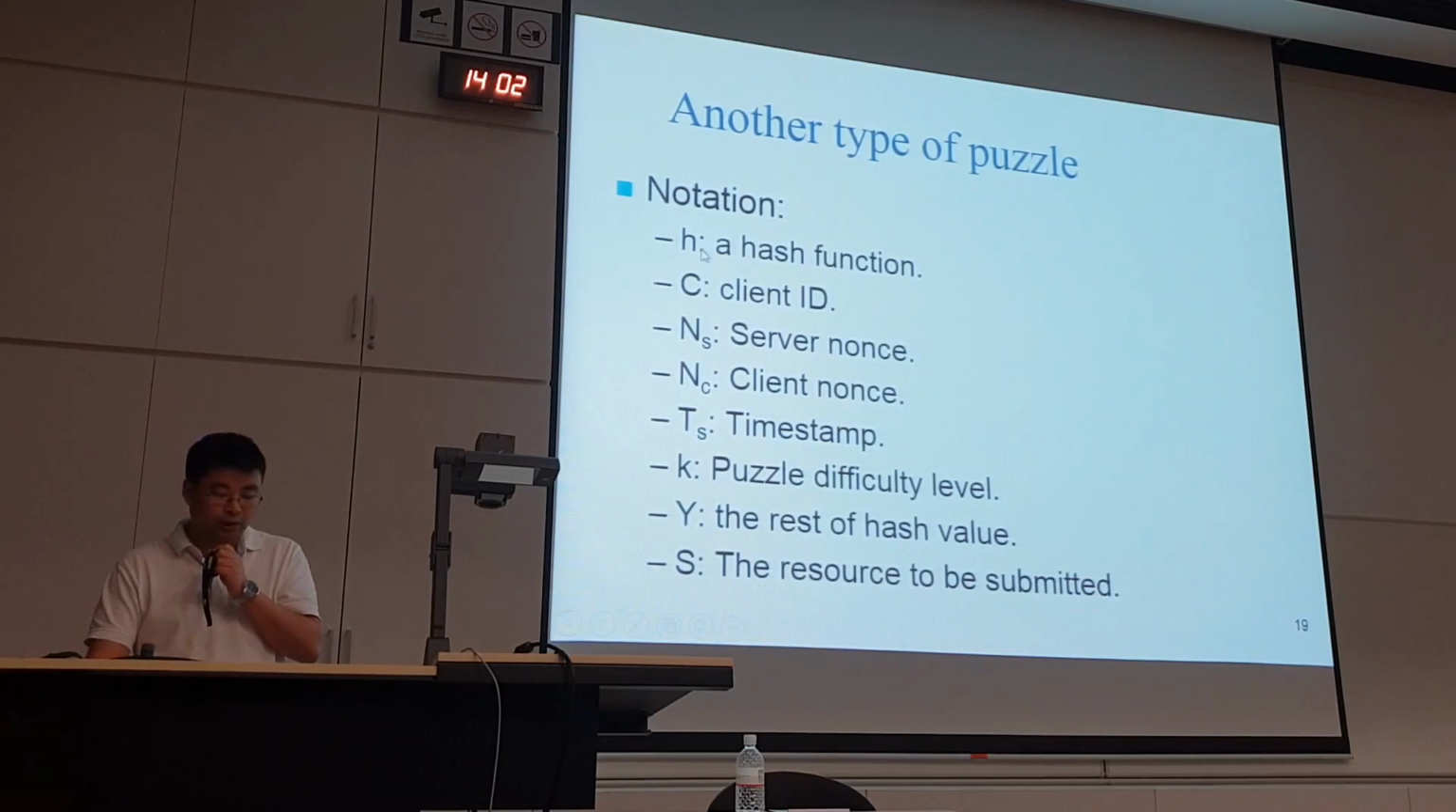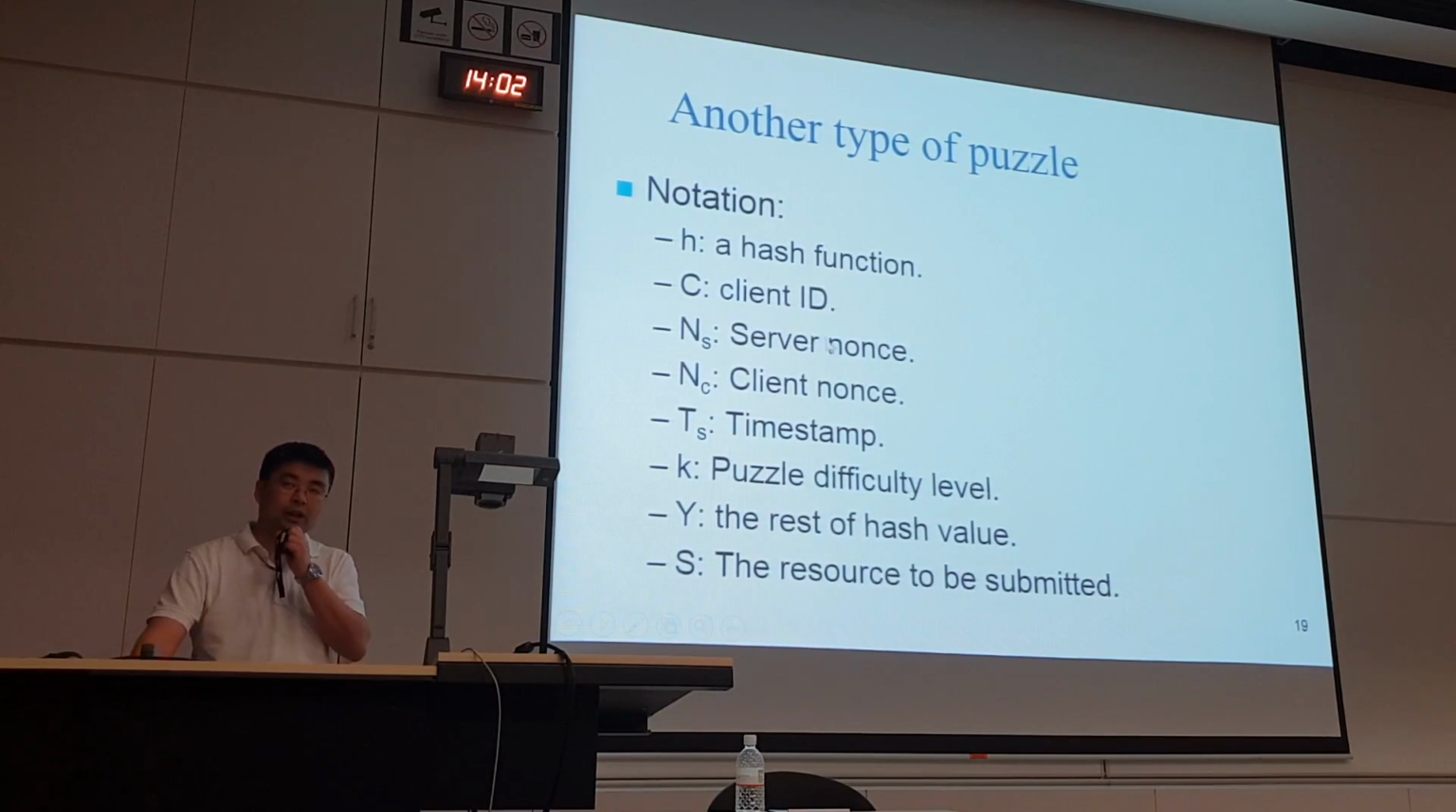H is a hash function, C is the client ID, and NS is a server nonce. Nonce means you can just treat it as a large random number.